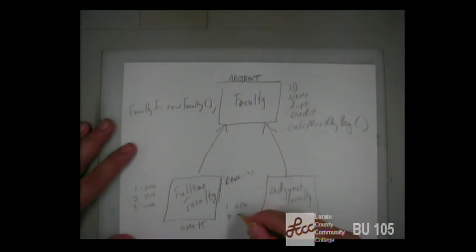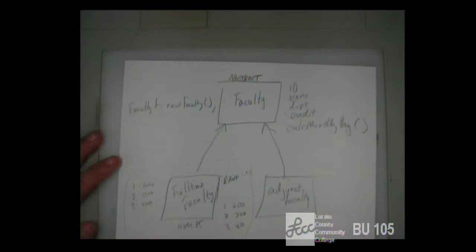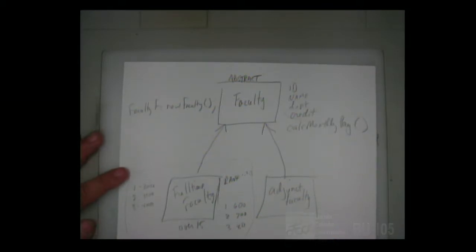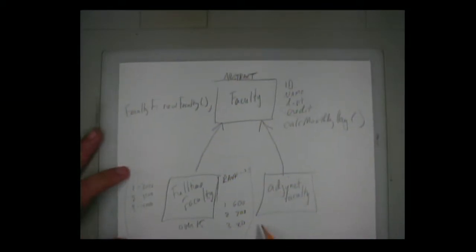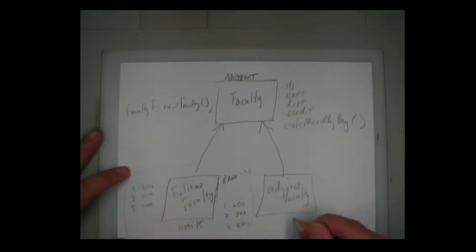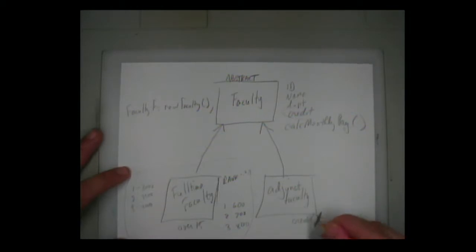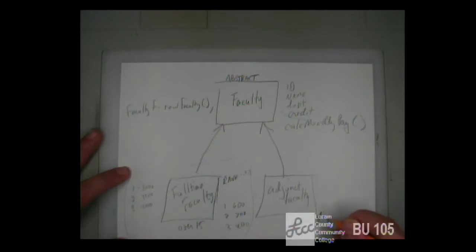Adjunct faculty, they just get paid whatever their credit hours times the rate. And they're considered at faculty rank one's rate. And this overload pay is divided by four. So they get paid 1/4 of that because that's the rate for the whole semester, and we would do a similar division by four for full-time faculty.